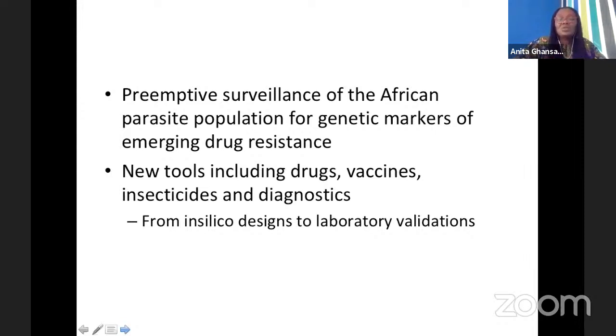And then we need new tools to develop drugs, vaccines, insecticides, and diagnostic tools. As I mentioned, there are deletions in the genes used for the rapid diagnostic tests. And these will require some in silico designs, but we also have to think about validating whatever signals we pick from the genomes or transcriptome or proteome with laboratory validations.